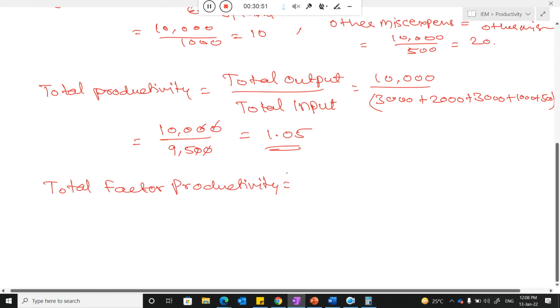Okay, so when I talk about total factor productivity, it is nothing but, as we just discussed, net output divided by labor plus capital.